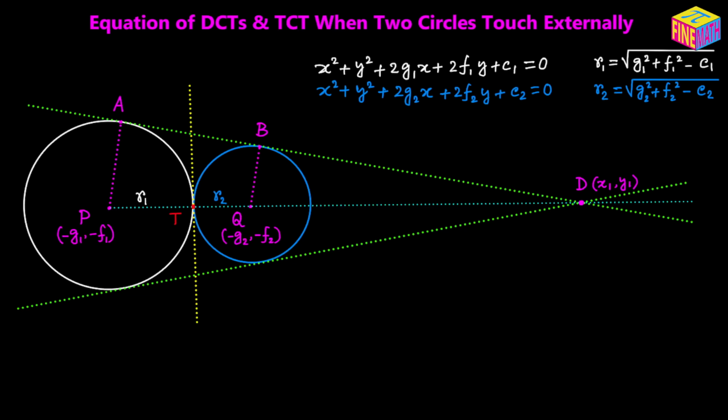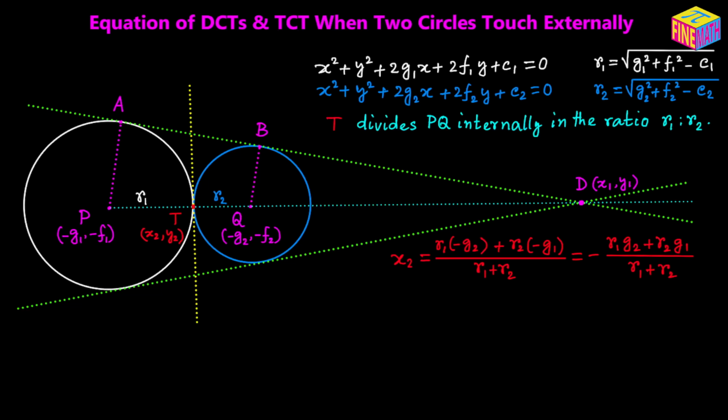Next, we are going to try to find the equation of the transverse common tangent. If you look at the diagram carefully, you will see that point T actually divides the line segment PQ internally in the ratio of r sub 1 is to r sub 2. And let's assume that the coordinates of the point T are x sub 2, y sub 2. So using the section formula for internal division, we can find out the value of x sub 2 like this. And similarly, let's try to find out the value of y sub 2, and that is going to be like this. And if we simplify it, it becomes like this.